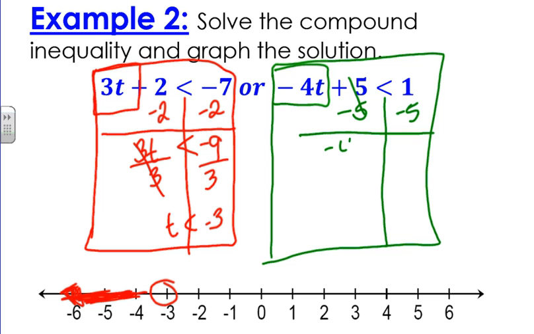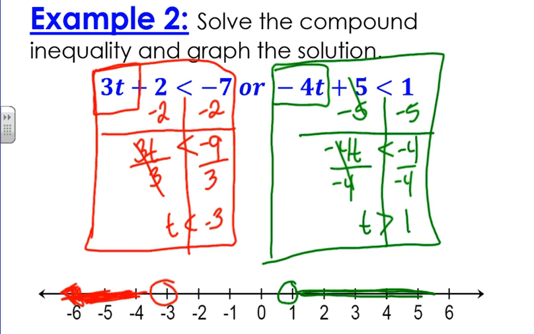and I get negative 4t is less than negative 4. I didn't do anything to flip this sign, so it stays the same. Divide both sides by negative 4. And t, 1, this time I flip it. Negative 4 divided by negative 4 is 1, but see how I divided by negative 4 here? Then I need to flip this sign. So t is bigger than 1, so it should be an open circle at 1 and going this way. Now you graph these today and you put them in interval notation, so this part here should just be a review. The solving part should be the new part.